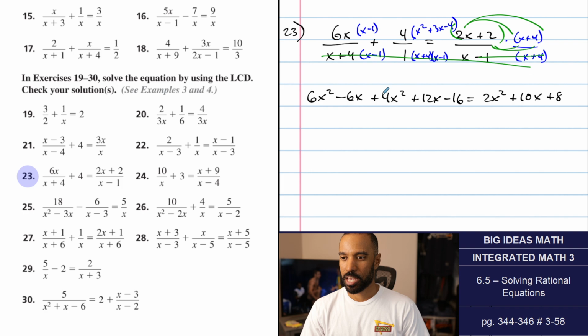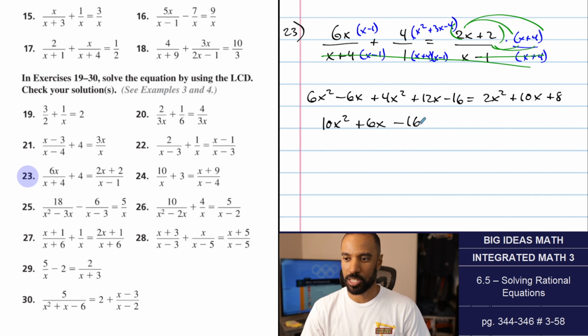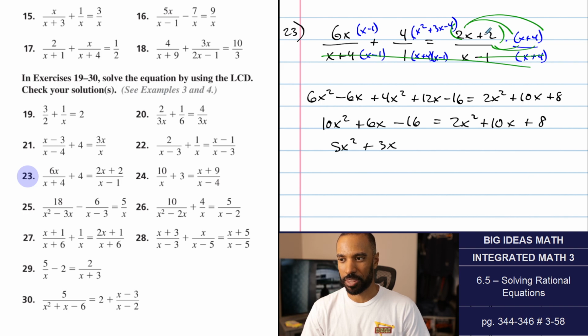Okay, 6x squared plus 4x squared is 10x squared. Negative 6x plus 12x is 6x, and we got a minus 16. And before I do anything more with this, everything here can divide by 2. So I'm going to do that. I don't want to deal with bigger numbers if I don't have to. I could have divided by 2 to begin with. I just realized that, but that would have been a little too fancy for some people. They would have said, wait, what are you doing?